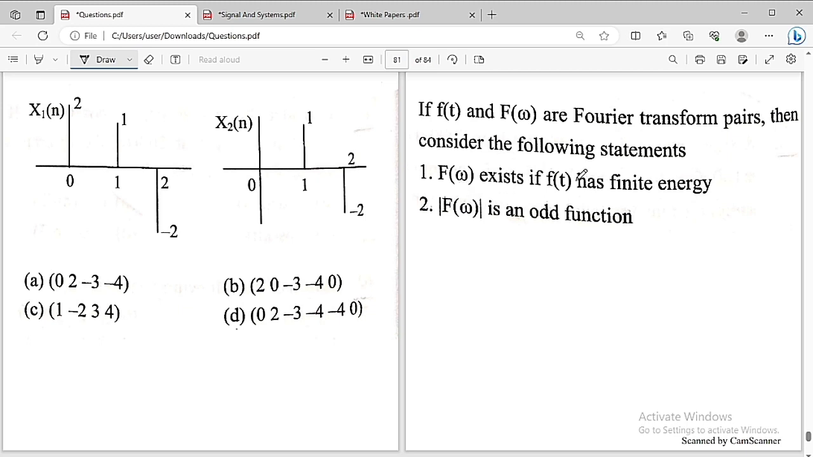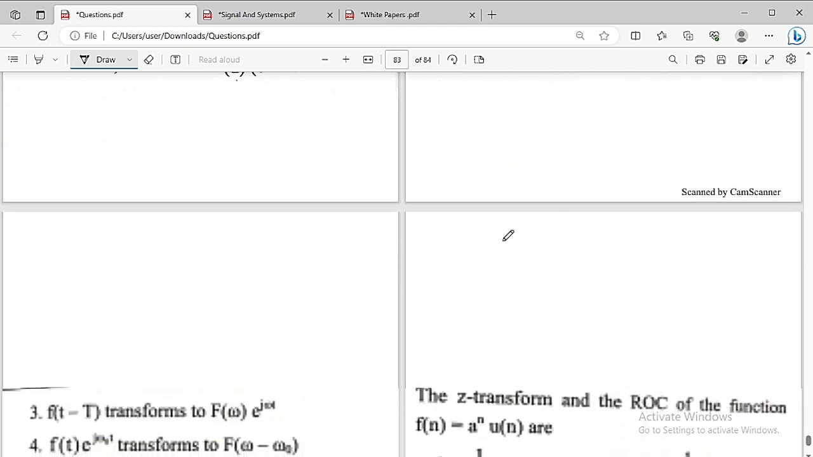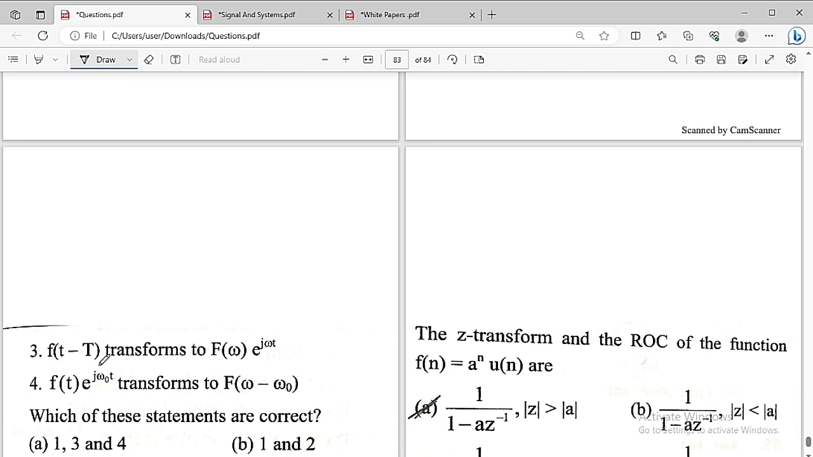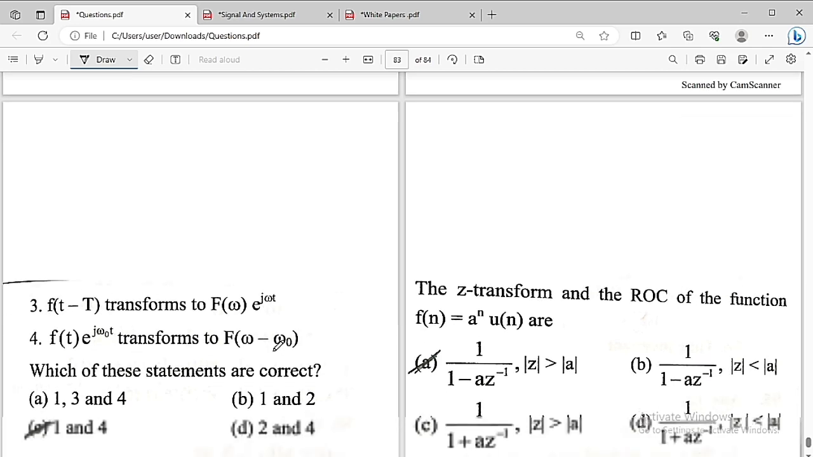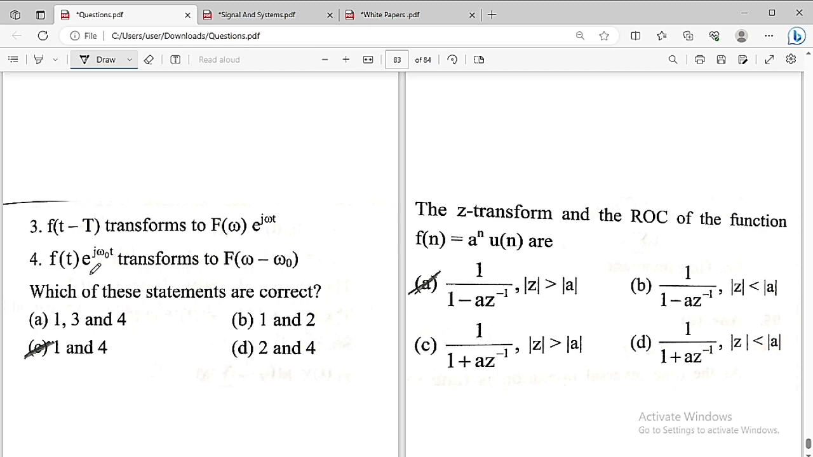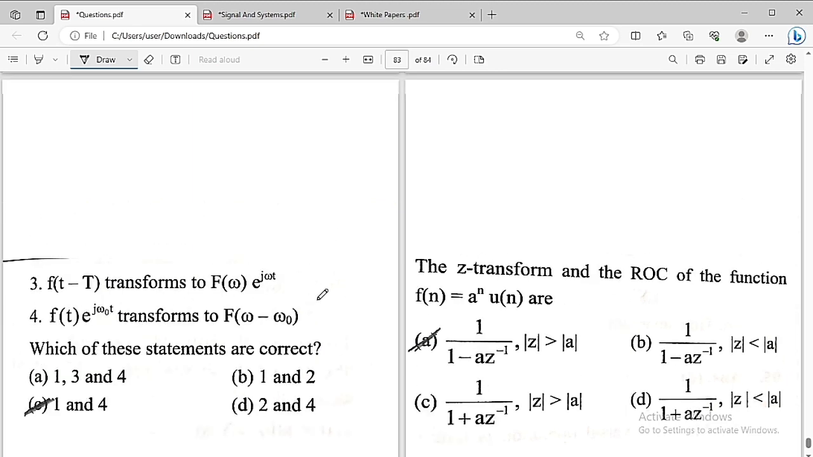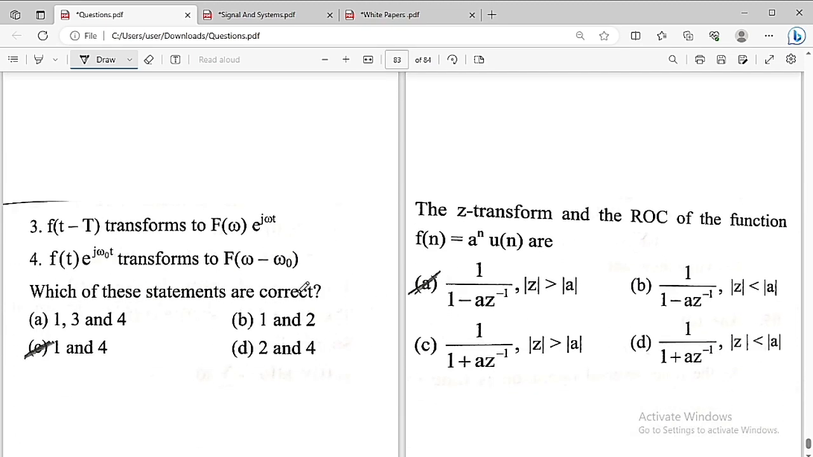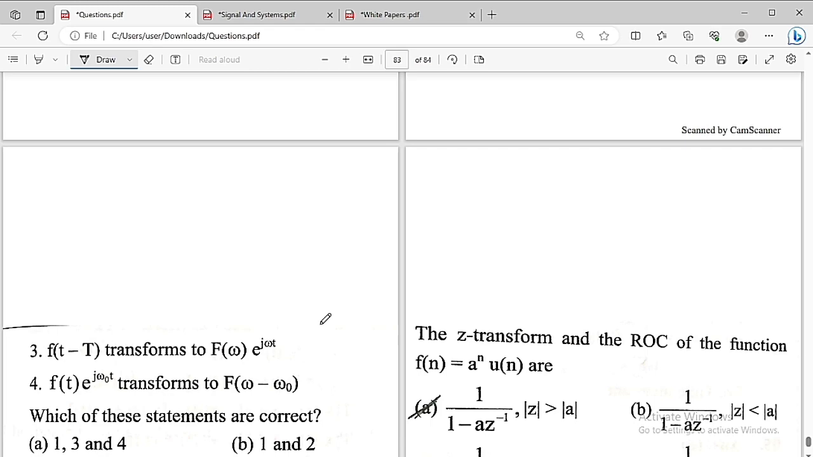Statement 1: F of omega exists if f of t has a finite energy. Statement 2: the magnitude of F of omega is an odd function. Statement 3: f of t minus T transforms to F of omega into e to the power of plus j omega T. And statement 4: f of t into e to the power of j omega naught t transforms to F of omega minus omega naught. So which of the statements are correct? They have given four statements. Out of this, we need to figure out which are the correct statements. Statement 1 and statement 4 are the only correct statements, while statement 2 and statement 3 are wrong.